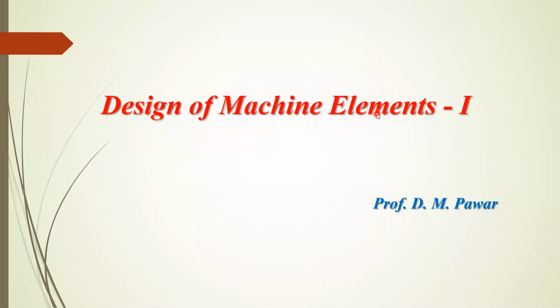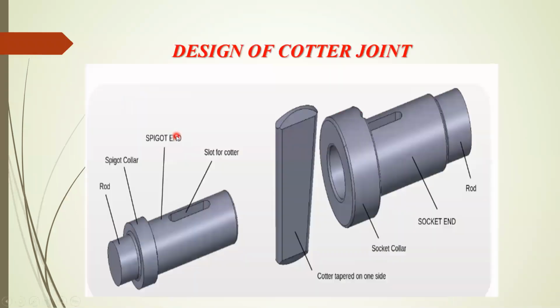Hello students. In previous lectures, we discussed the basic design procedure, how to design a simple machine element. In this lecture, we will study how to design a cotter joint. For designing the cotter joint, what are the parts that are to be designed? Designing means we have to find out the dimensions of all these components.